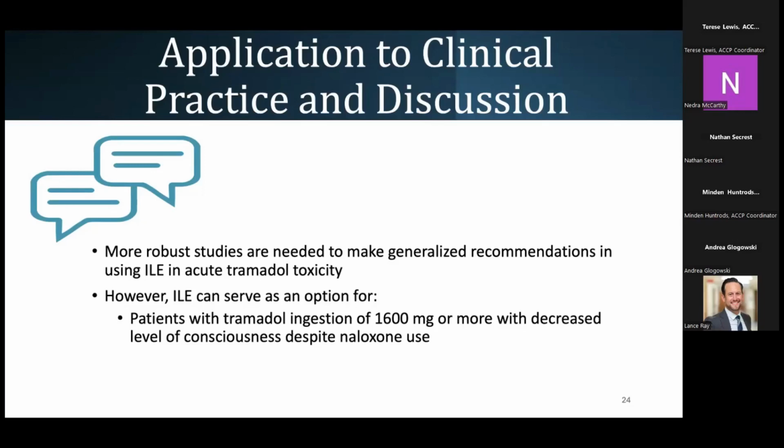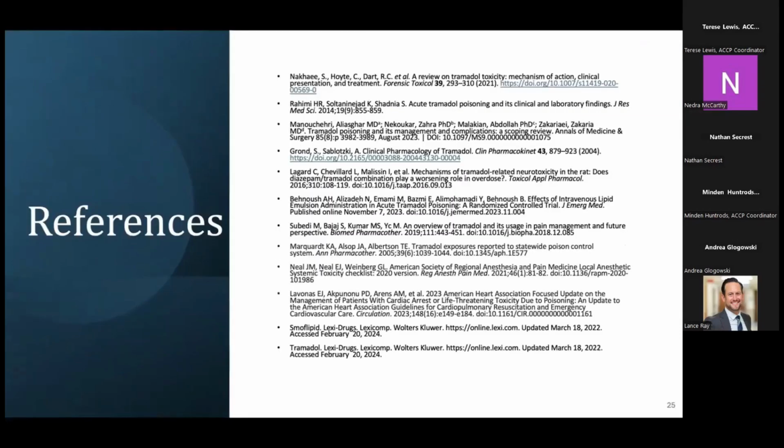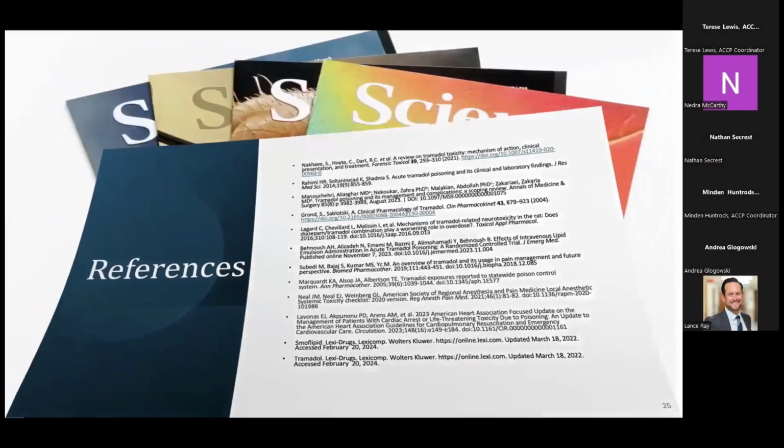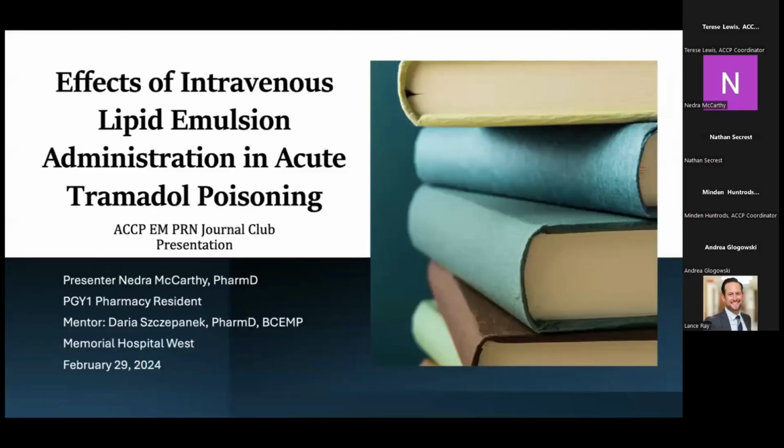So if the patients were able to get supportive care, naloxone with increased dosing, benzodiazepine to treat the seizures, and they're still not able to regain consciousness, or their level of consciousness is not able to be improved, then I would potentially resort to using intravenous lipid emulsion as an agent to aid with that tramadol toxicity. And now I welcome any questions, comments, or concerns.